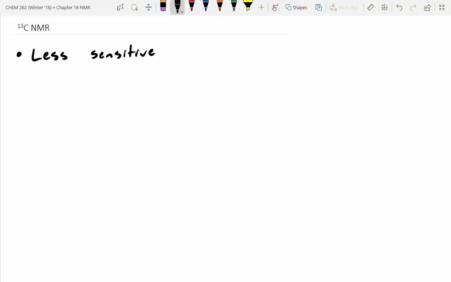All right, and why do you think it's less sensitive? Only 1.1% abundant. Yep. Carbon-13 is only 1.1% abundant. Why can't we look at carbon-12? It's an even number, right? We can only look at nuclei that have either an odd number of protons or an odd number of protons and neutrons, right? So in this case, carbon-13 is really our only chance to look at carbon.